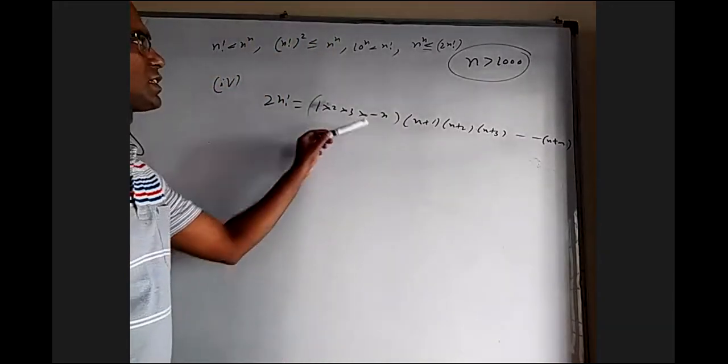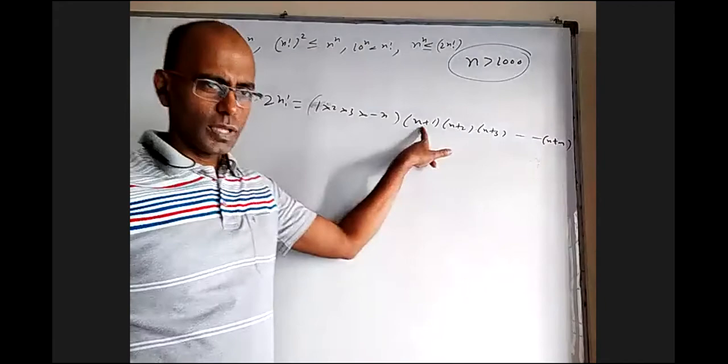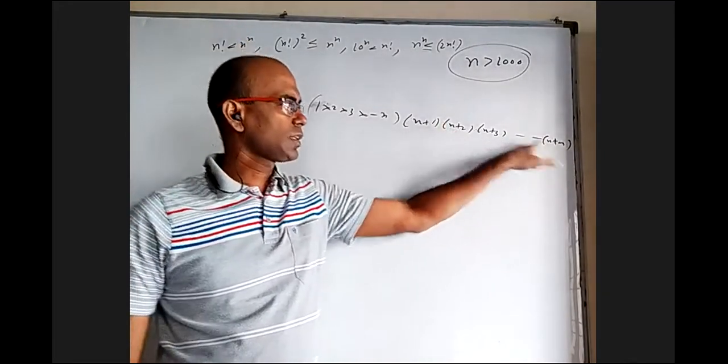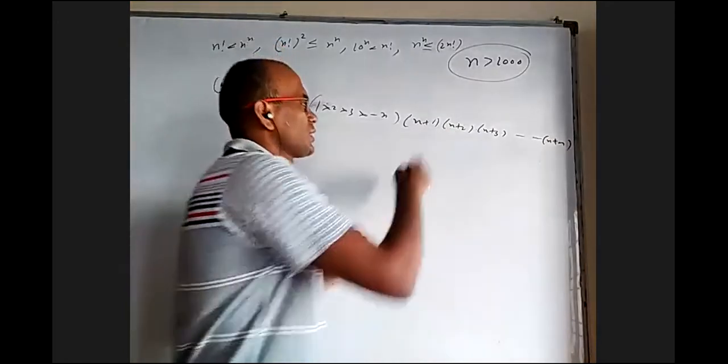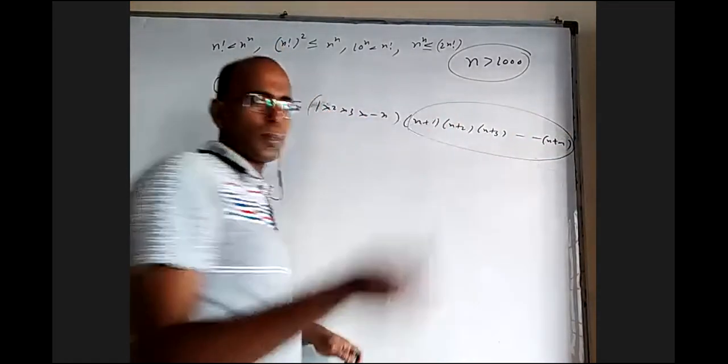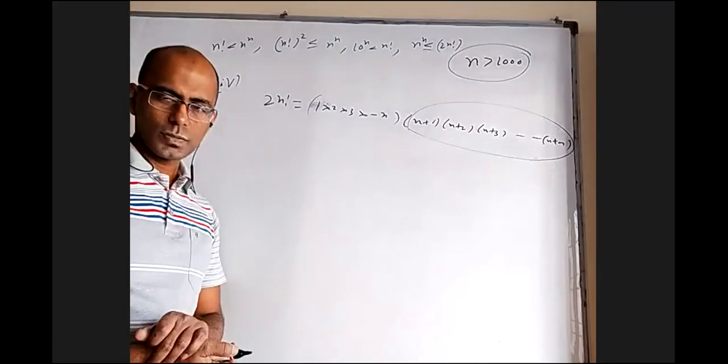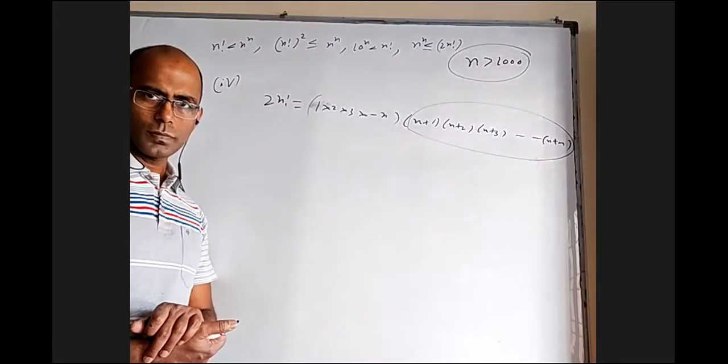I think this is such an easy question. Why? This is more than n, this is more than n, this is more than n, this is also more than n. Already I got n terms which are more than n. So this product itself is greater than n power n. What to speak of including this? Is it okay?